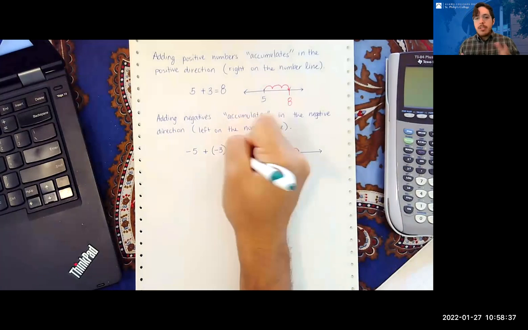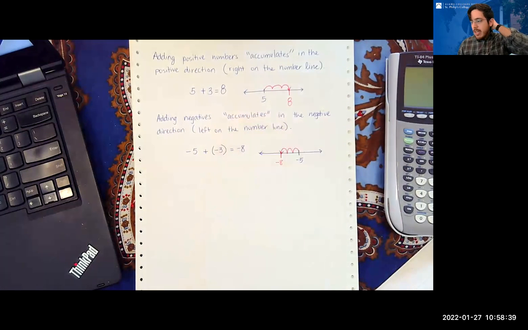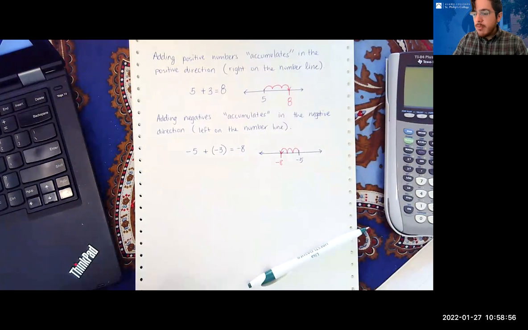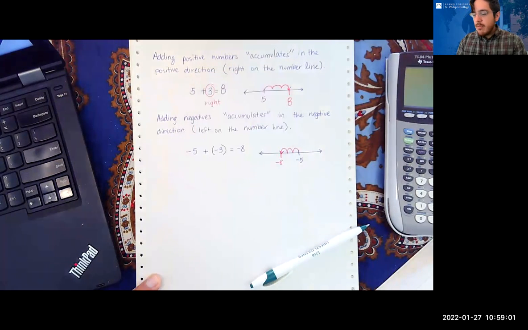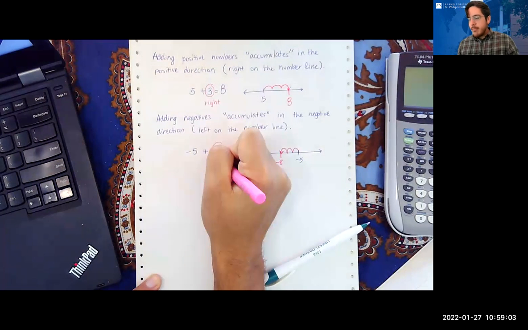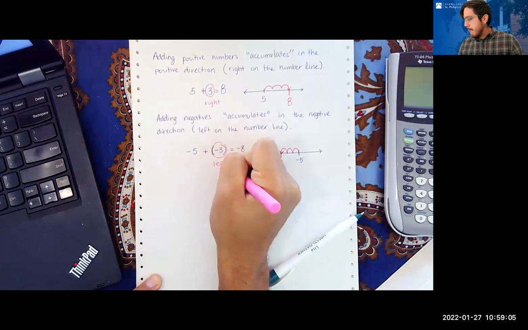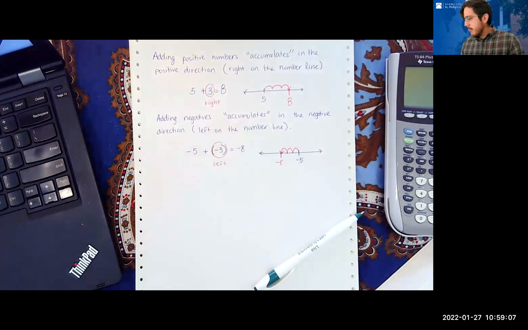Okay, it gets a little bit trickier when we're adding a positive number and a negative number together. But fundamentally, this is what's happening. We're either shifting to the right or shifting to the left, depending on the value that we're adding, right? If this is positive, we're going to move to the right. If this is a negative number, we're going to move to the left. Okay.